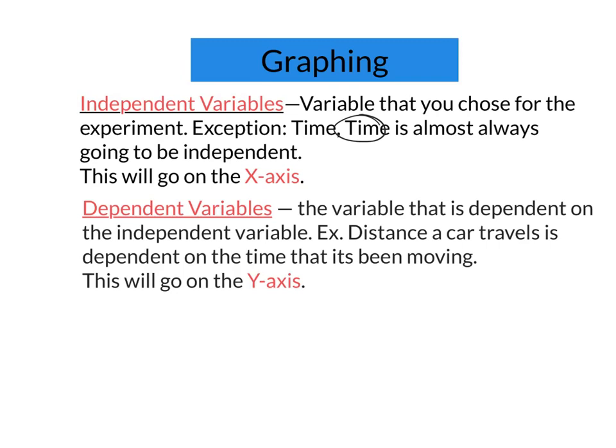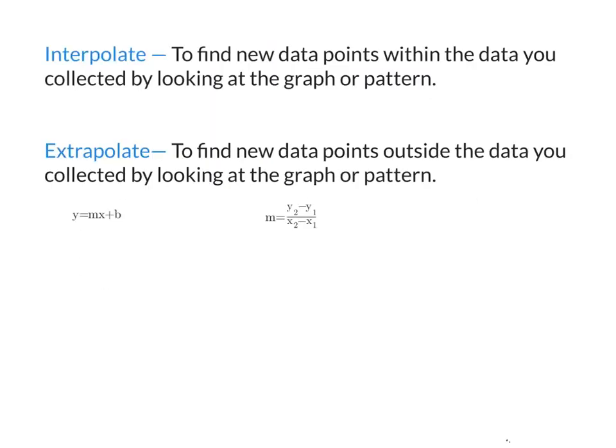The next graphing topic is interpolate and extrapolate. So interpolate is to find new data points within the data you collected by looking at the graph or a pattern, and extrapolate is to find new data points outside the data you collected by looking at the graph or a pattern. So I wrote these formulas here as well, because they're going to help us to interpolate and extrapolate.